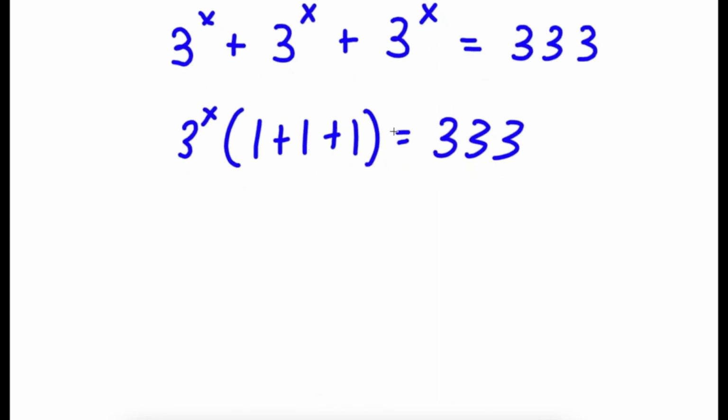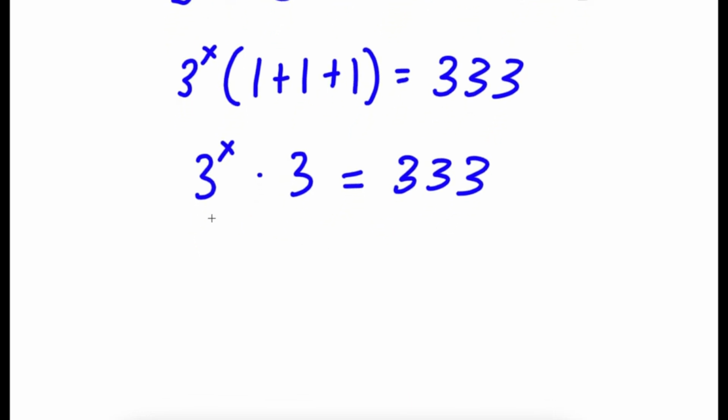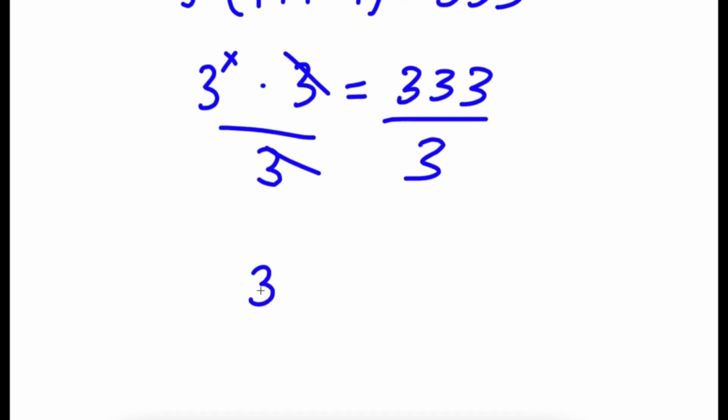Now 1 plus 1 plus 1, that's simply equal to 3. So now I have 3 to the power of x times 3 is equal to 333. Now from here, I'm going to go ahead and divide both sides by 3. So then these two cancel out, and now I have 3 to the power of x is equal to 333 divided by 3, which is 111.